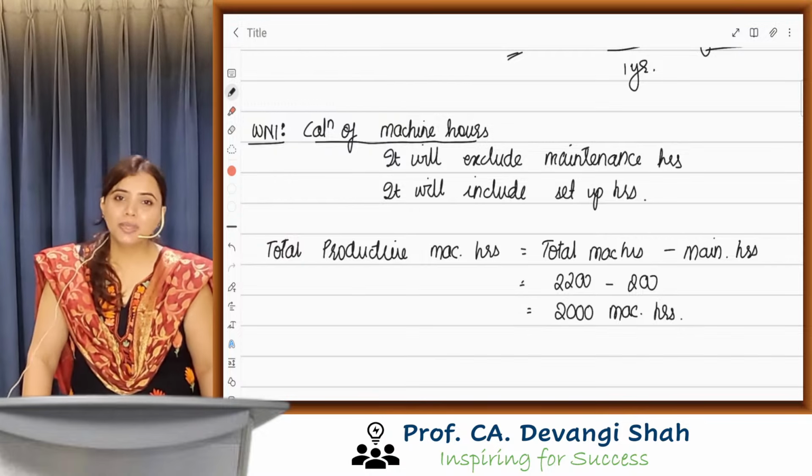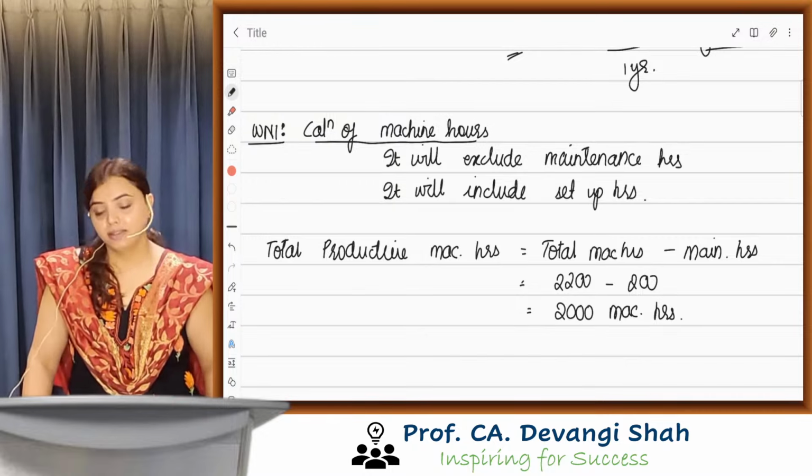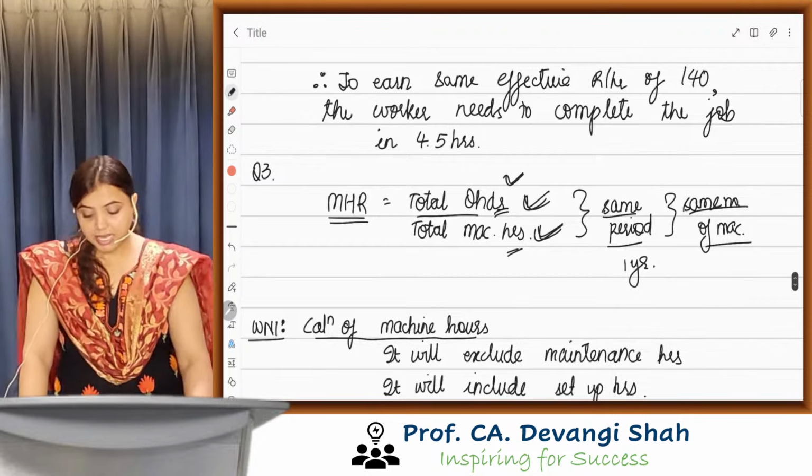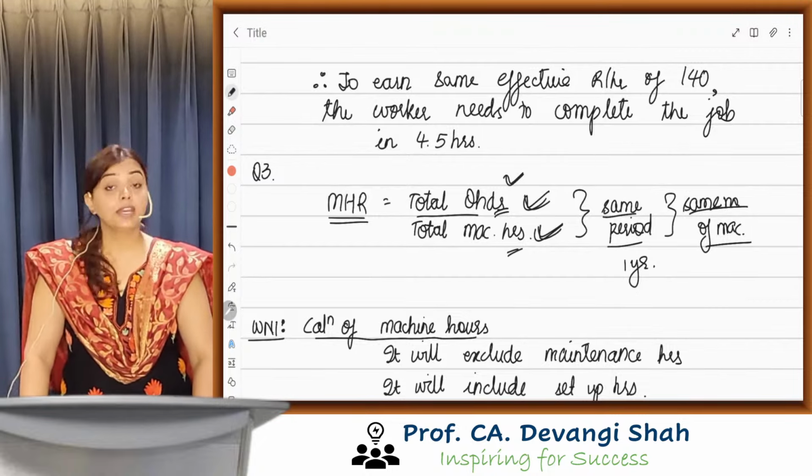Now the same thing we need to do for the numerator, that is total overheads. Calculate this also for one year and for one machine.